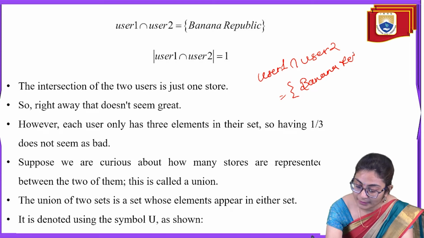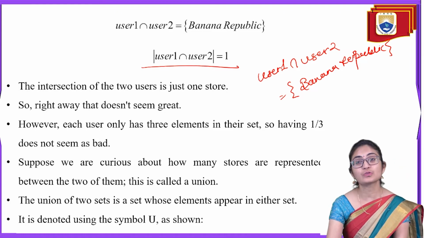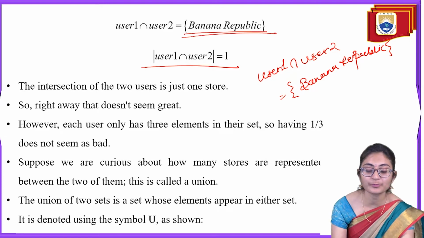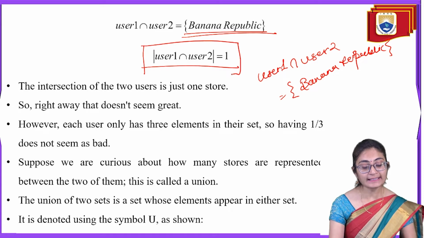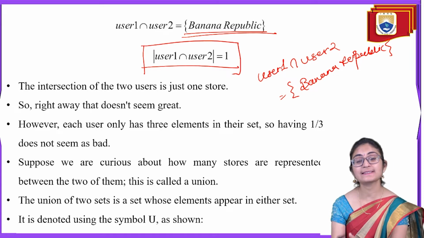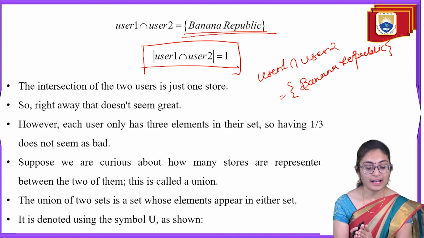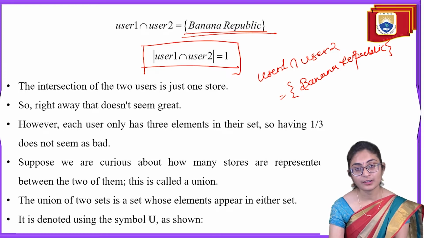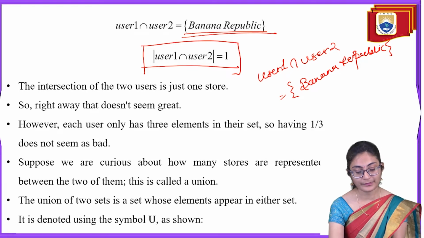From this we can find the magnitude of the intersection of user 1 and user 2. We know that there is only one value, so our magnitude is also 1, and the intersection of the two users is just one store. However, each user has 3 elements in their set, so having 1 out of 3 doesn't seem too bad.